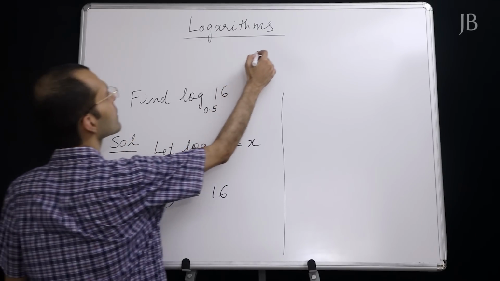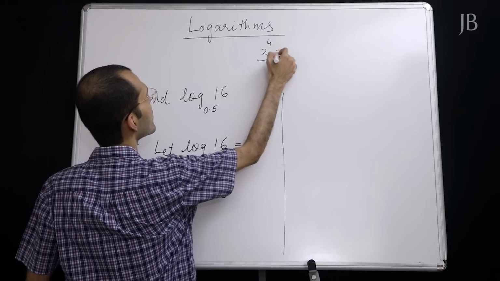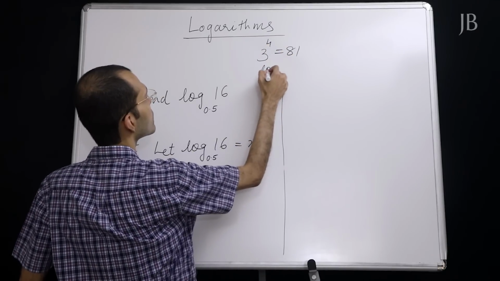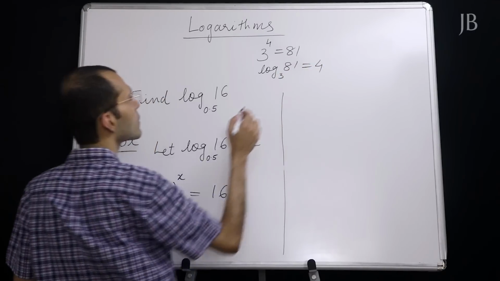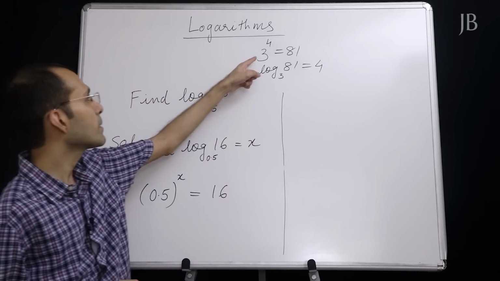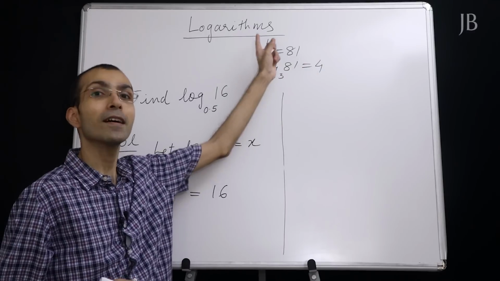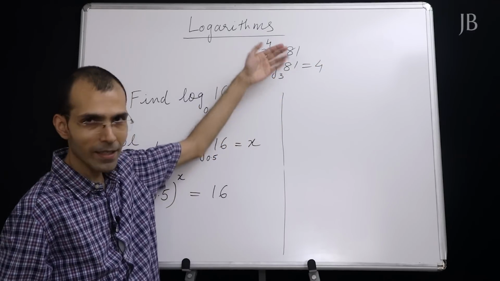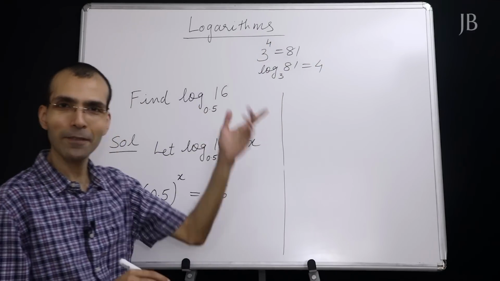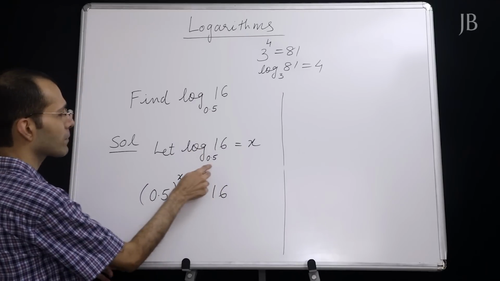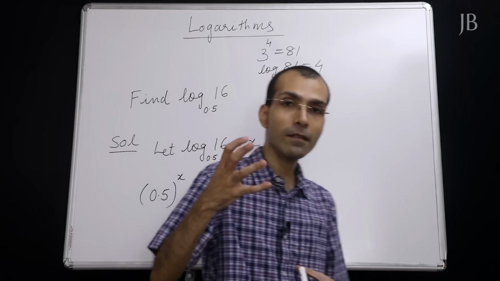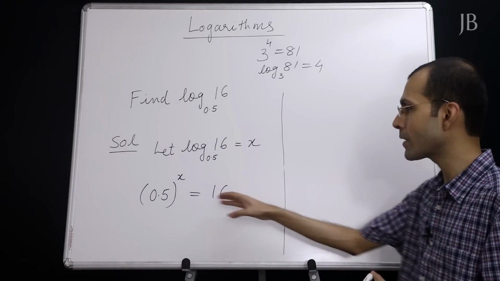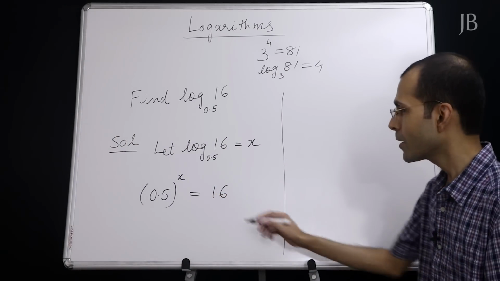You remember this? 3 raised to 4 is 81. So log 81 to the base 3 is 4. This is the base, this is the index. The answer is our index. So conversely, 3 raised to 4 is 81. So we have made use of that. 0.5 raised to x is 16. Now we depend on indices. You have learned how to solve these equations.